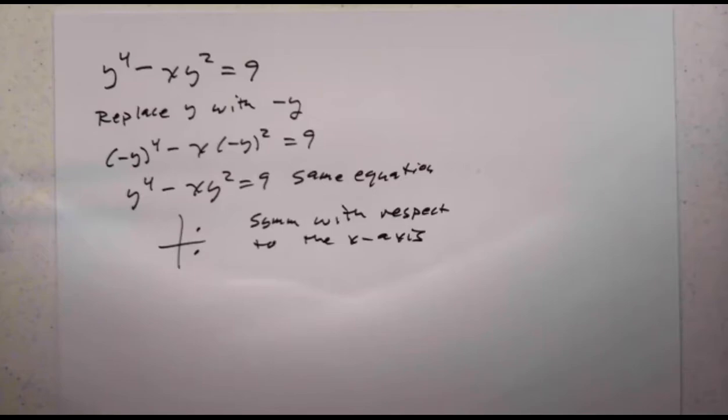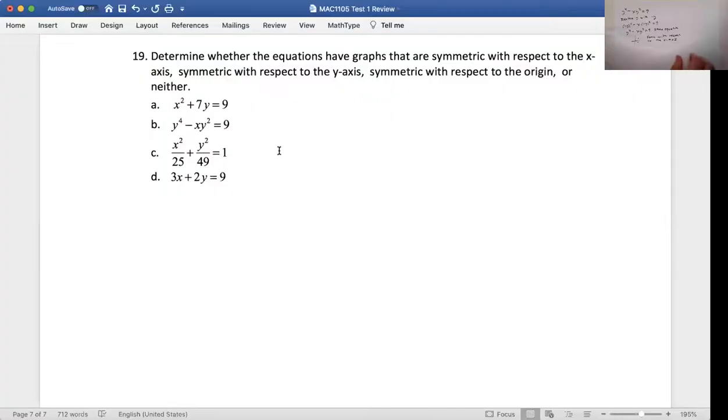What do we have next? We have x squared over 25 plus y squared over 49 equals 1. What you will notice here, I can replace x with negative x, it'll work. Replace y with negative y, it'll work. Replace them both and it'll work, right?